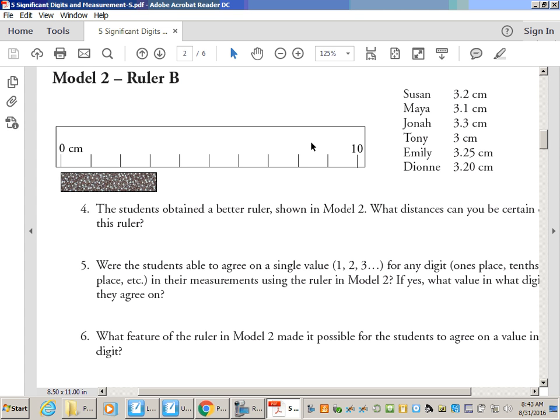And then some people recorded with 1 decimal, some recorded with no decimals, some recorded with 2 decimals. We're going to talk about which of these are valid measurements in a second. But at least everybody's saying it's a 3, and then from there, they estimated a digit after that. That estimated digit is still a significant figure. You will record those.